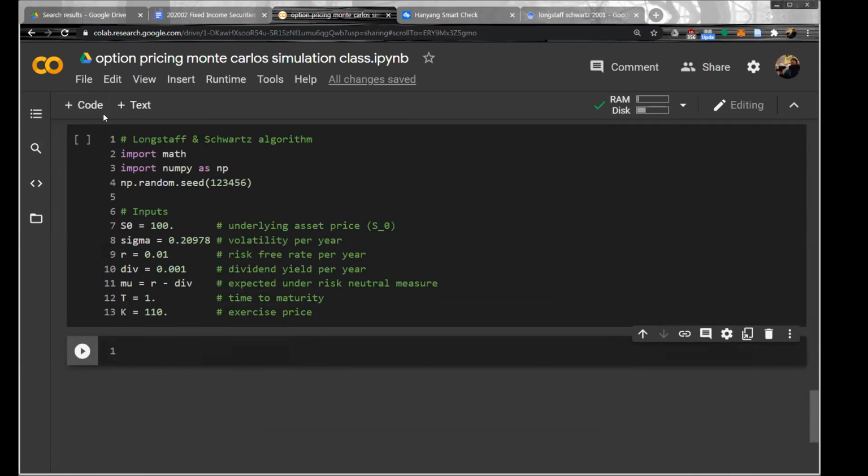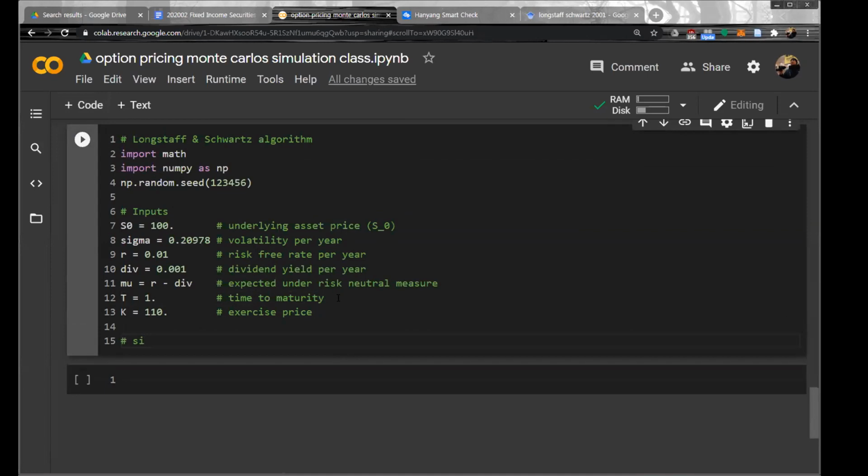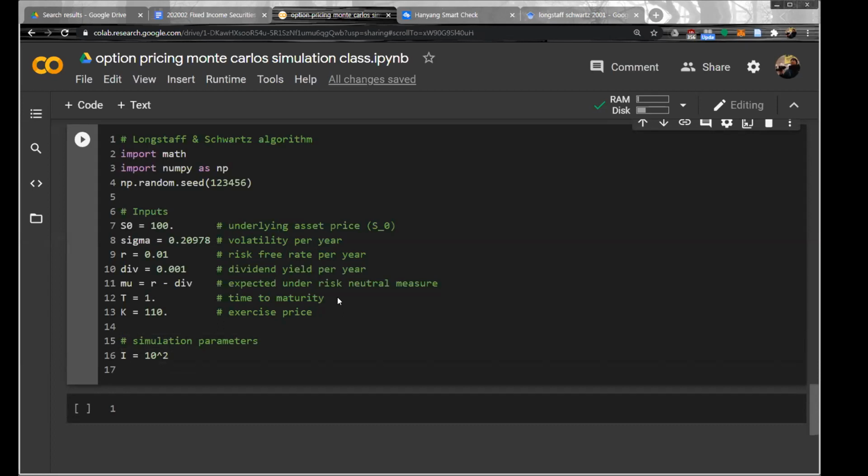Okay, let me specify simulation parameters over here. Number of simulation is 10 to the power of 3. Actually, 200 to make it quick. And let's say this is the number of simulation.